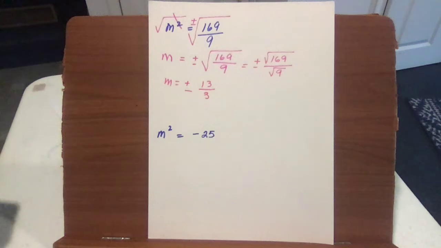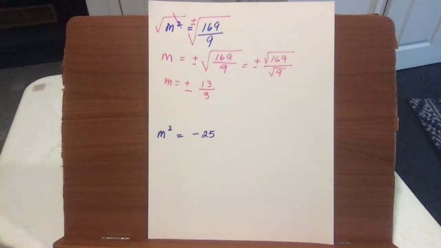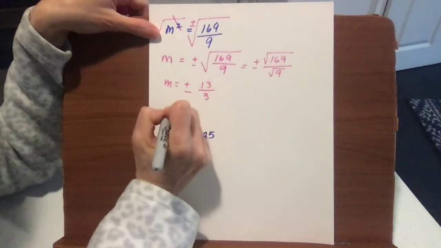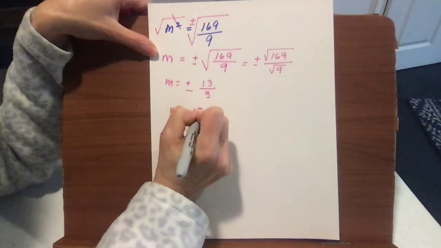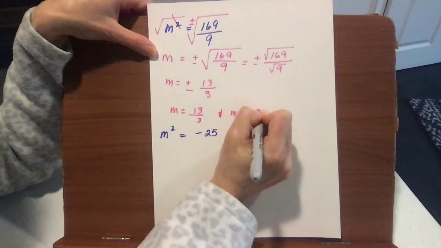All right, and you can use your square root formula, or your square root charts. And if you don't have it, you can look it up on Google. You can get a square root chart, and you will see your square roots. Okay, so those are 2 answers. So if you're going to write these up individually, you would have m equals a positive 13 over 3, and m equals a negative 13 over 3.